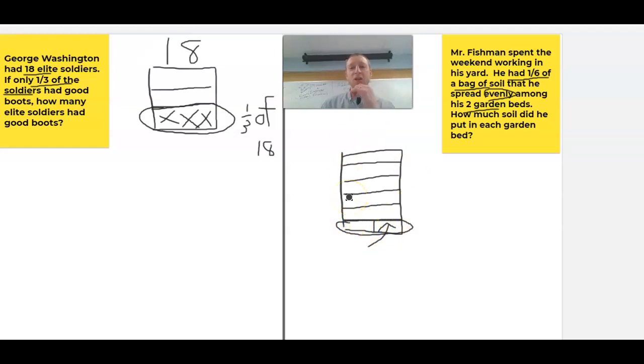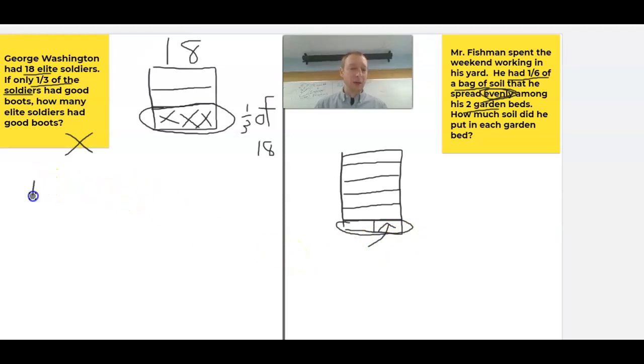So which one's multiplication, which one's division? Well, this one is multiplication, right? Because we're taking a part of the whole, 1/3 of 18. This one's division, right? Because we've got this 1/6 bag of soil and we're spreading it evenly, right? There's nothing even or equal or sharing going on here. We're just taking 1/3 of 18. In this case, though, we're taking our 1/6 bag of soil and we're spreading it evenly among 2 garden beds, okay? So how do we calculate this?